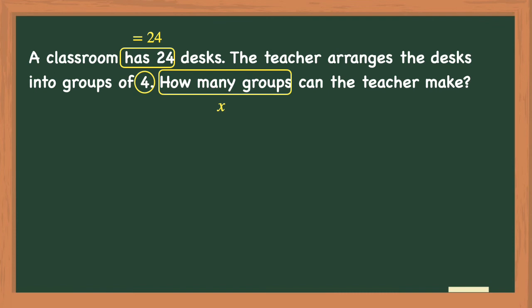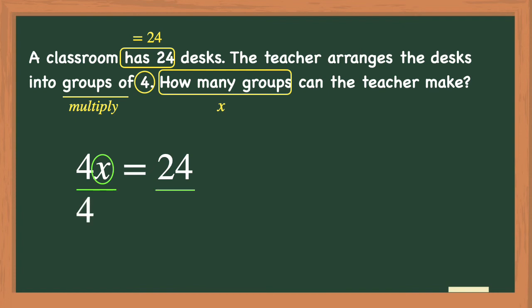Now let's go back and piece the equation together. We know that our equation needs to equal 24, and the phrase groups of means to multiply. So we are going to multiply 4 and x. So the equation will be 4 times x, or 4x, equals 24. Now that we have the equation, we need to solve it by first identifying the variable. Then, to undo the multiplication of 4 and x, we will divide by 4 on both sides of the equation.